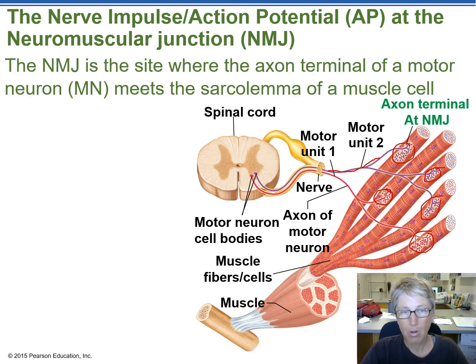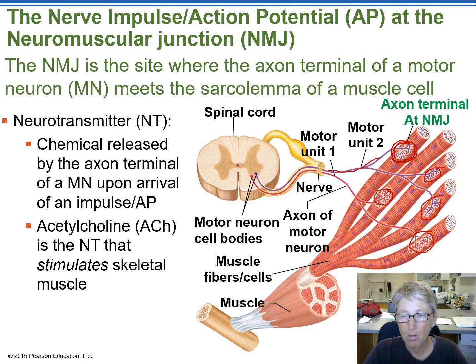And so now we're ready to get to the neuromuscular junction. The neuromuscular junction is where the axon terminal of a branch of the purple motor neuron meets the sarcolemma of a muscle cell. Remember, the sarcolemma is also the plasma membrane, or the phospholipid bilayer of these muscle cells. At the neuromuscular junction, a neurotransmitter is released. A neurotransmitter in this case is a chemical, and it's acetylcholine. It's released by the axon terminal of this motor neuron upon the arrival of an action potential.